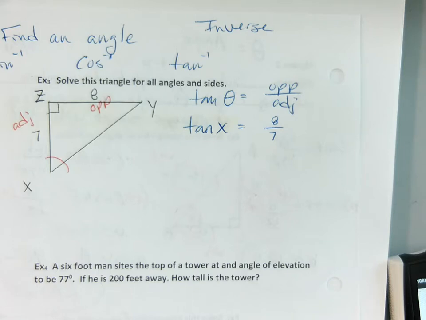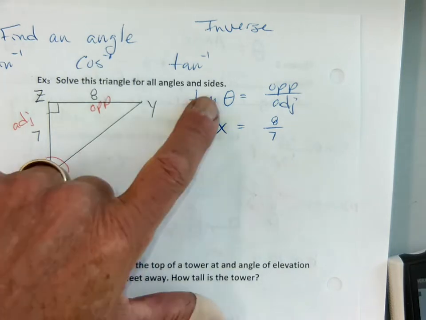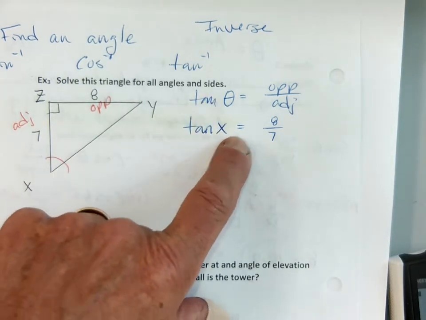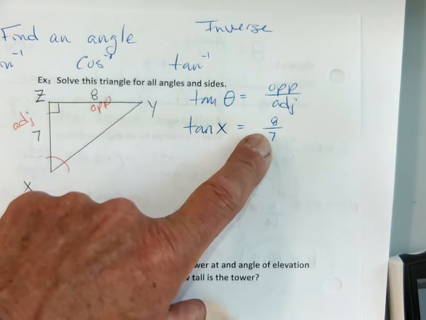I'll wait for you. Does that make sense? So in theta, it's really not theta, it's angle x. My opposite is 8, and my adjacent side is 7. Now, here's what we need.